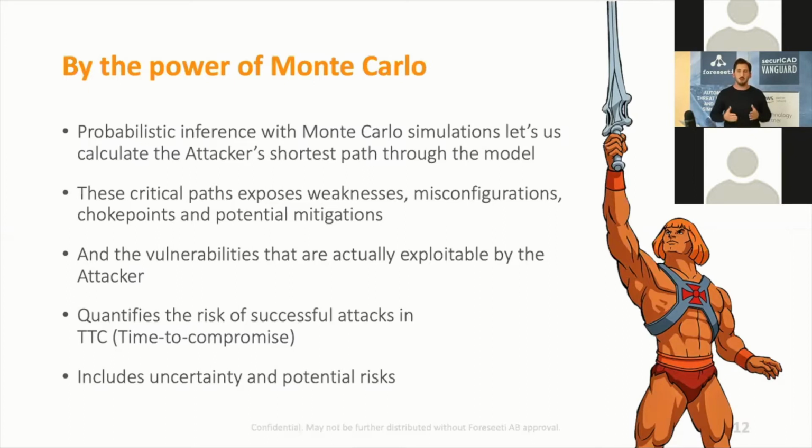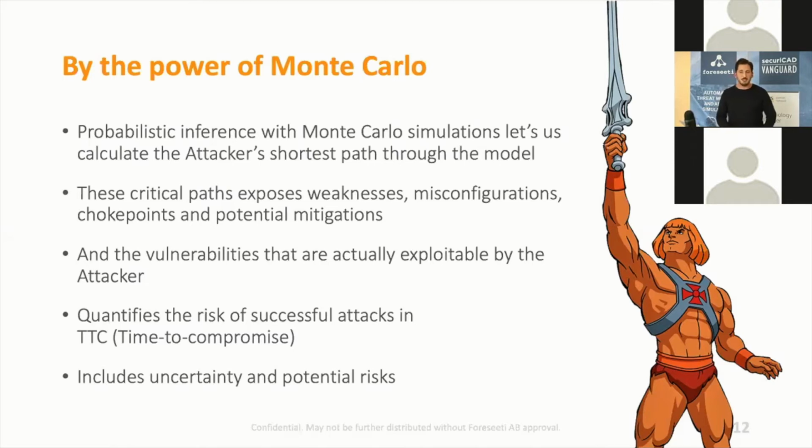So the attacker will always take the path of least resistance and the path that is easiest to hack, to get to your high value assets. And this will, of course, also expose potential mitigations. So what can we do to stop the attacker as efficiently as possible?